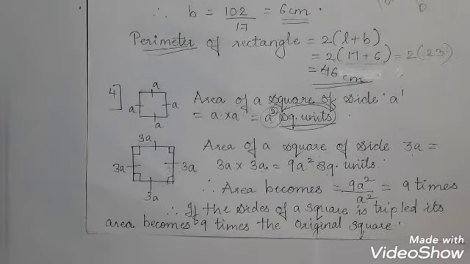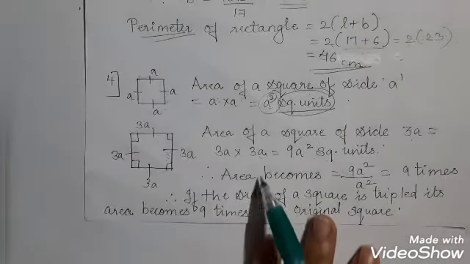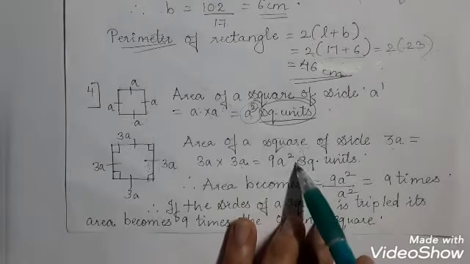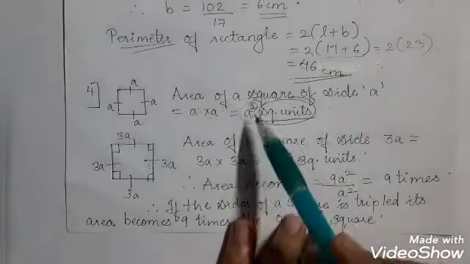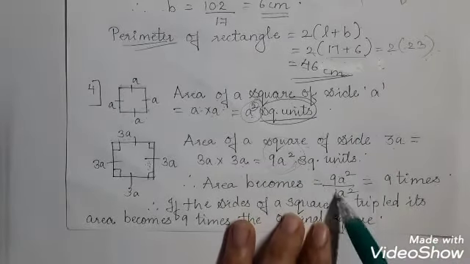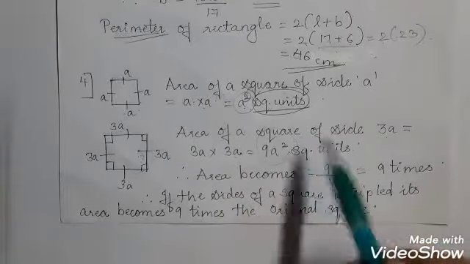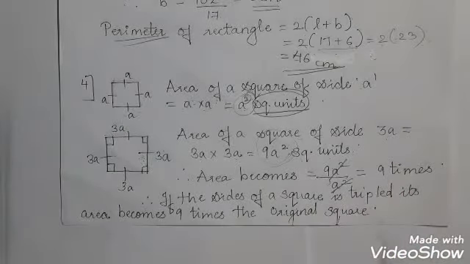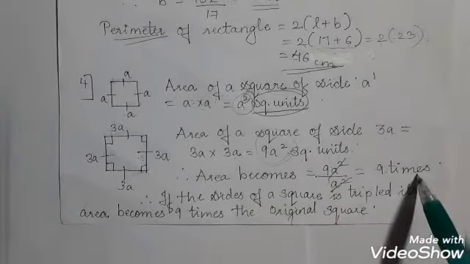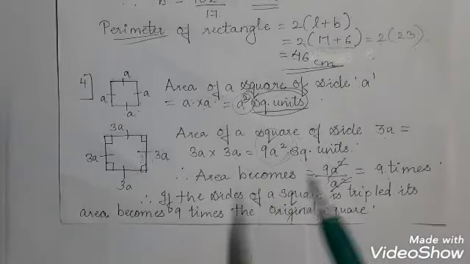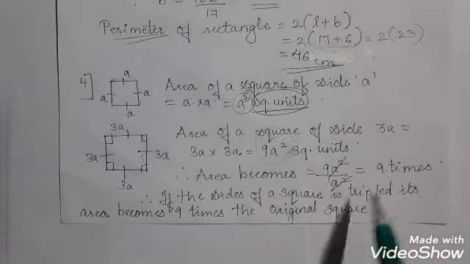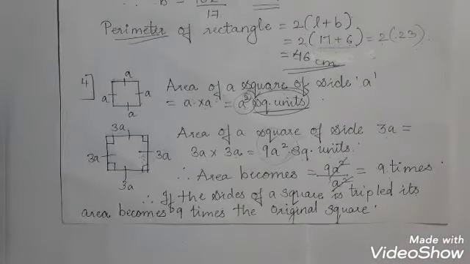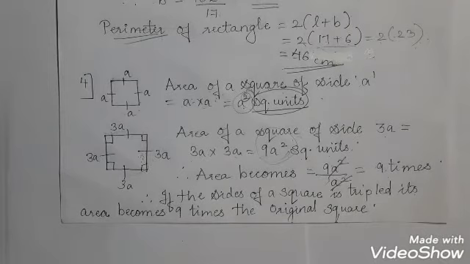Okay, so now the area of the new square is 9a square, and the area of the old square is a square. So I divide 9a square upon a square. A square gets cancelled. So which is equal to how many times? 9 times. So if the side of the square is tripled, its area becomes 9 times the original square.